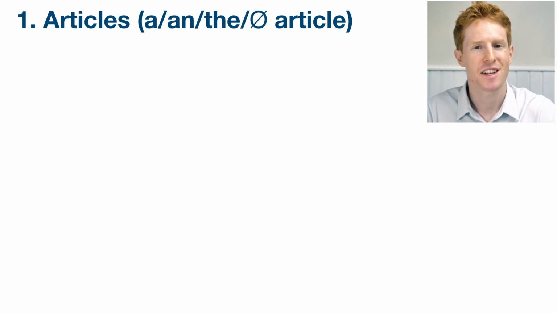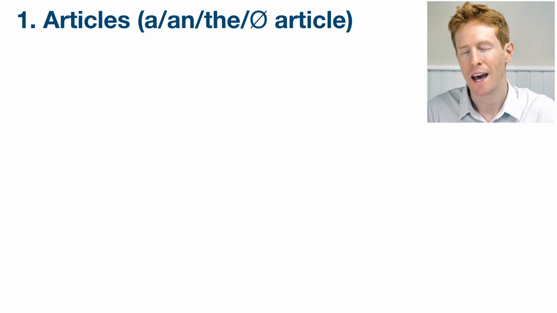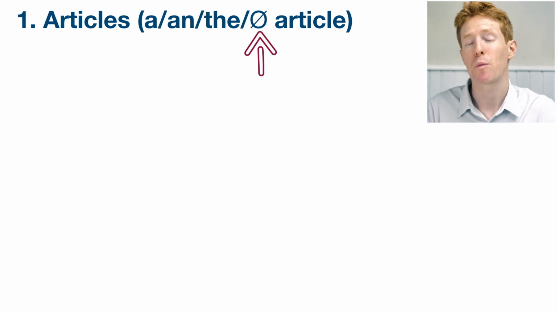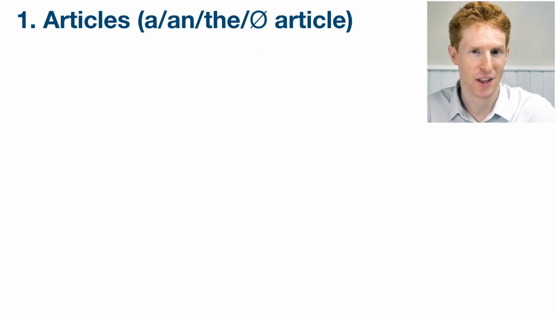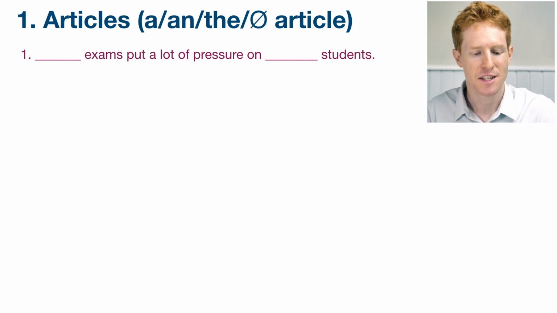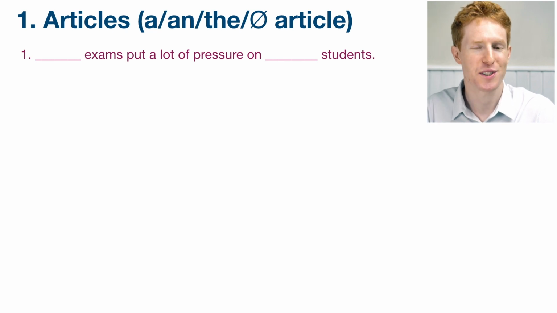Okay, so articles in English are a and an, the, and then also this one, which is the zero article, which is when we don't put an article there. Okay, have a look at this sentence and tell me which article would you put in this space? And remember, the zero article is an option, so not putting an article at all.